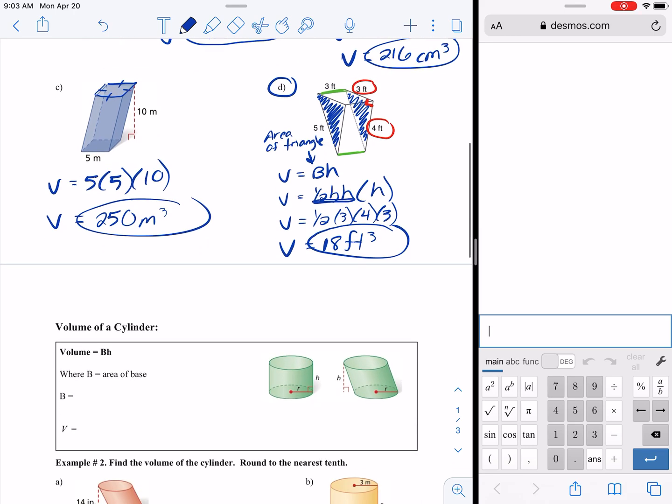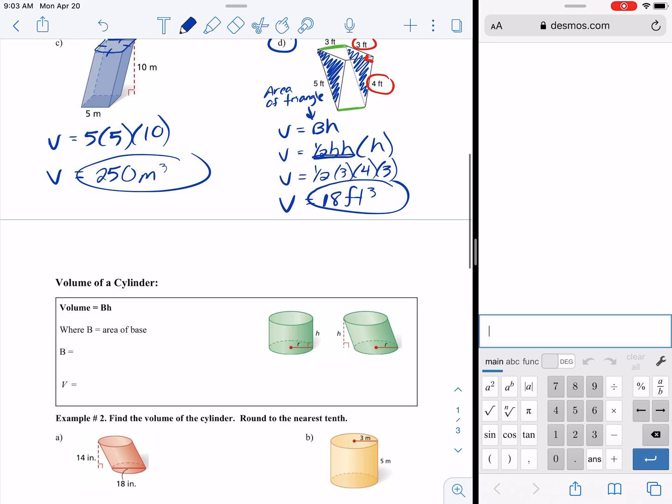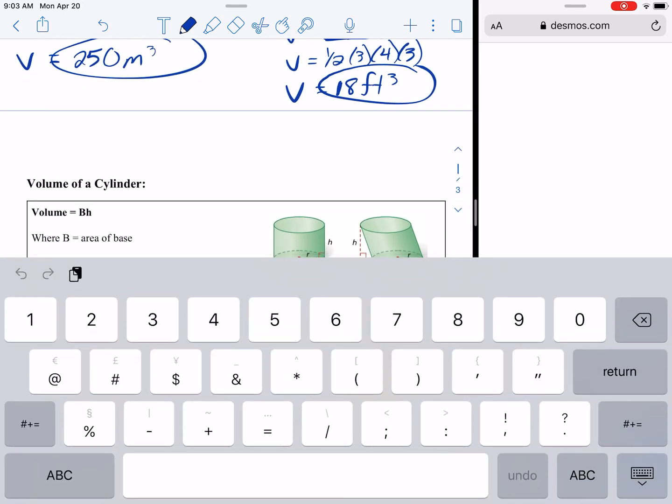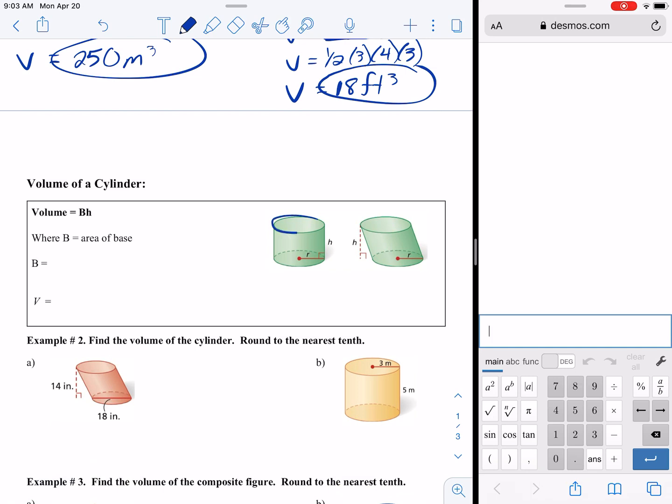All right, our formula for the volume of a cylinder is very similar because our two bases, these two parallel congruent bases, are circles. And if you remember our formula for the area of a circle, it's pi r squared. So then the formula for the volume of a cylinder would be pi r squared times the height of the cylinder.